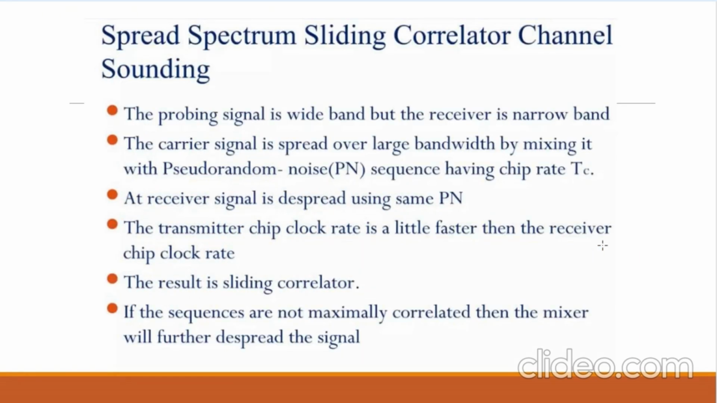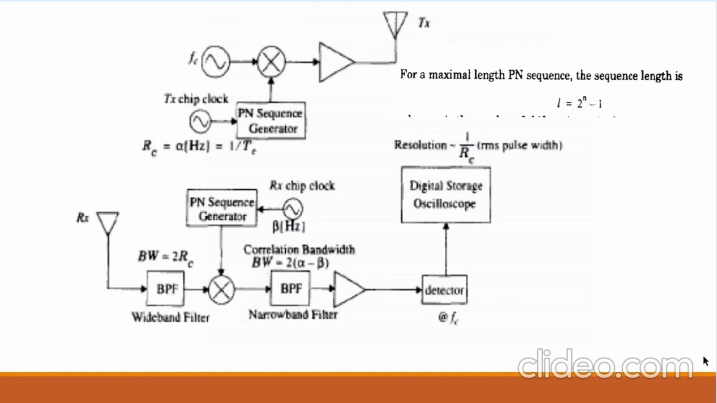So the next method is the spectrum sliding correlator channel sounding technique. The spectrum sliding correlator is mainly used for CDMA signals, that is, code division multiple access signals. That is the major application area of this particular technique. Here the probing signal is wide band, but the receiver is narrow band. So we will see the block diagram.